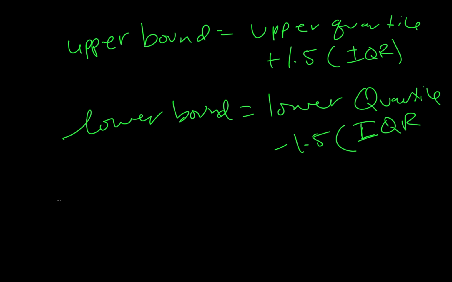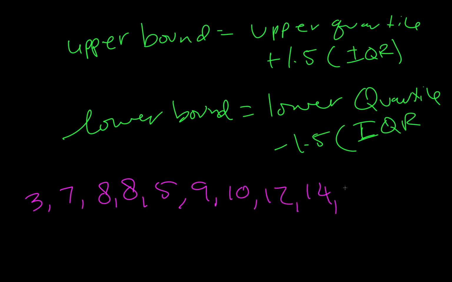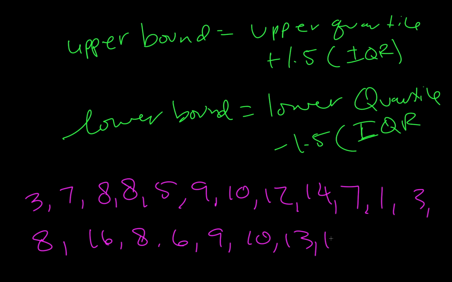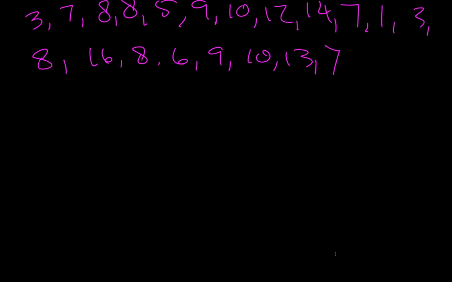So I'm going to write out the data. So we have 3, 7, 8, 8, 5, 9, 10, 12, 14, 7, 1, 3, 8, 16, 8, 6, 9, 10, 13, and 7. Okay, it says test the following data for outliers, then construct a box plot for the data. Okay, so I'm going to move this up.